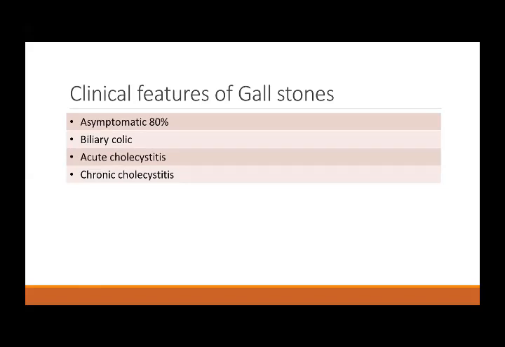Now, clinical features of gallstones. Most of the patients are asymptomatic, and sometimes you do an ultrasound scan of the abdomen for some other reason, and you come to know that the patient has gallstones. Most gallstones are asymptomatic, which is good news. Just around 20% can cause biliary colic, right hypochondrial pain, acute cholecystitis, or chronic cholecystitis.